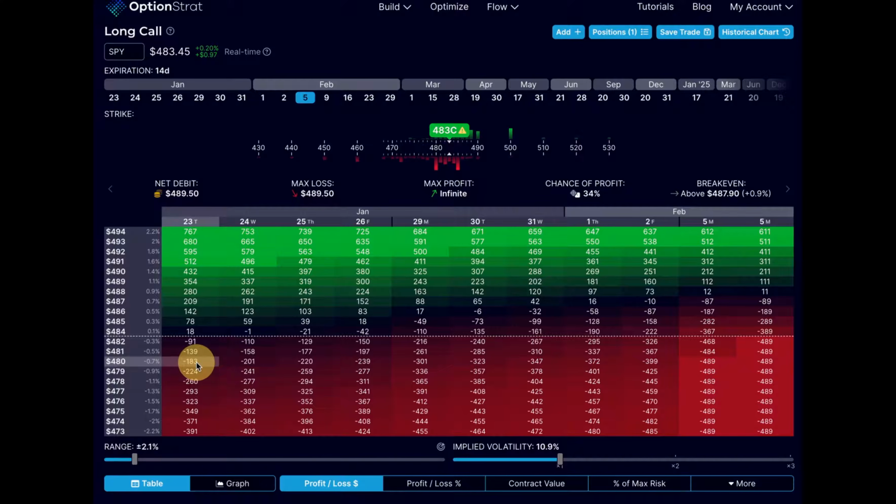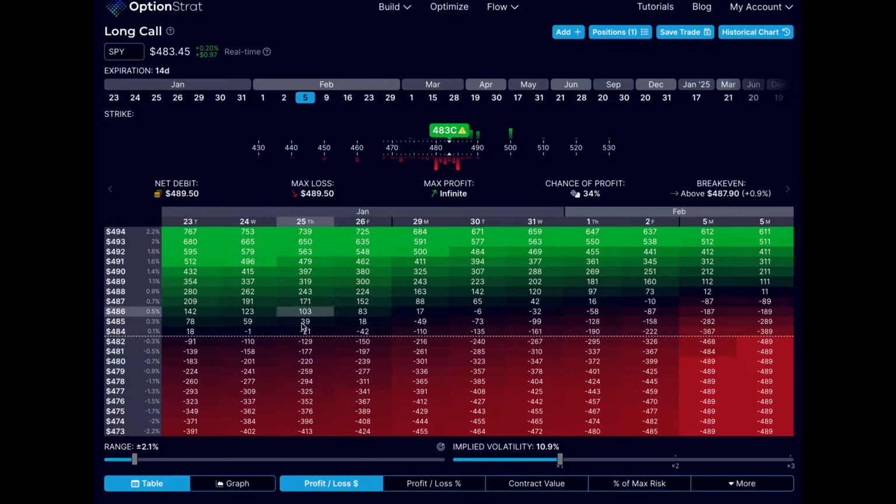And of course, I can also go out and look at any day and time. I can come out and see, well, if I get to Thursday, the market is up to $488. Well, I'll have $142 in profitability in this trade. So this is a way that you can look at your trade graphically and kind of see what's going to happen to it over time. And I said graphically, I should say in the table mode. We're actually going to look at the graph here in a moment.